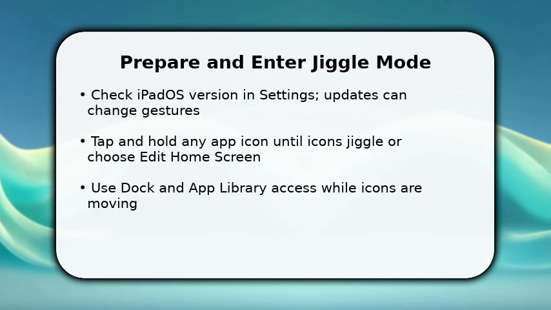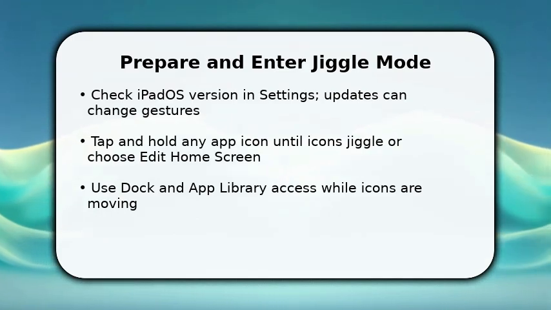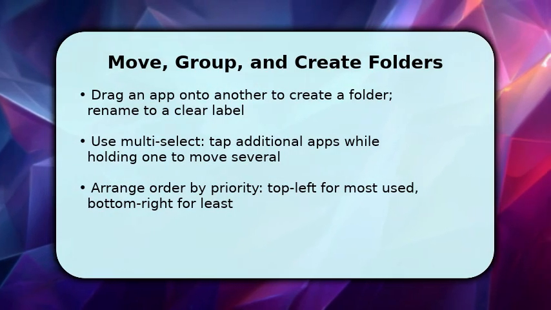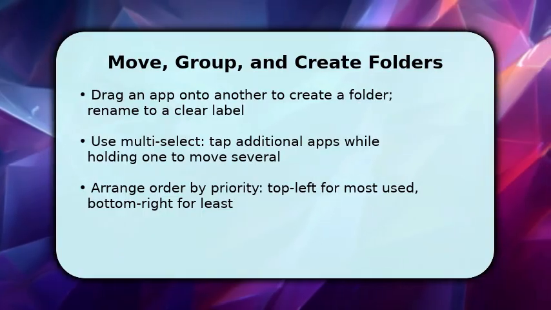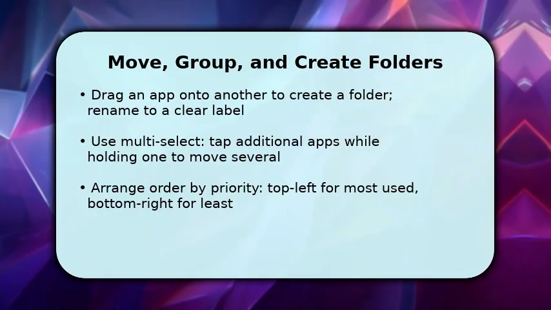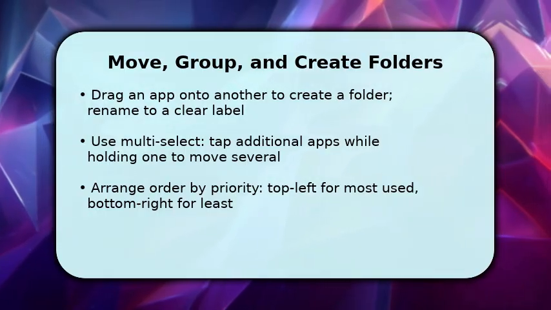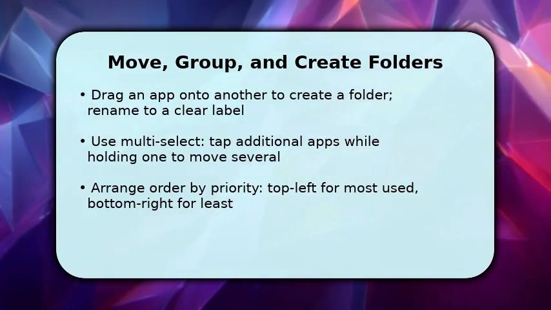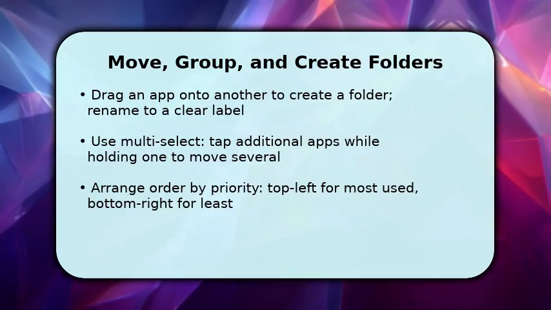You now reorganize content meaningfully. Drag an app onto another to form a folder, then give it a concise name that matches the category. Once you have one icon lifted, tap others to multi-select and move several apps or a batch into a folder in a single gesture. Make choices by priority.